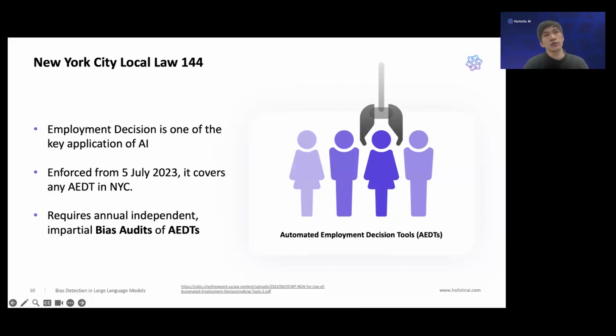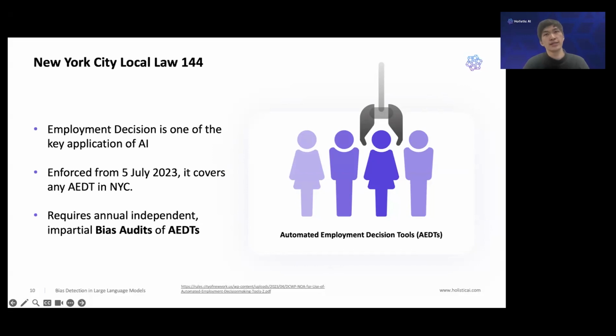So let's take a closer look at NYC Local Law 144, which specifically addresses AI systems used in employment decision-making processes. Many companies use AEDT, so-called automated employment decision tools, to help with hiring. However, these systems can unintentionally introduce bias into hiring practices. The law came into effect on July 5th, 2023, and it's one of the first regulations of this kind. The scope of this law is broad. It covers any AI tools used by employers in New York City to evaluate, select, or eliminate candidates for employment.